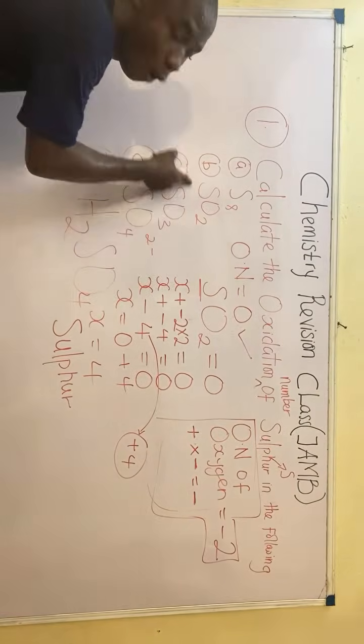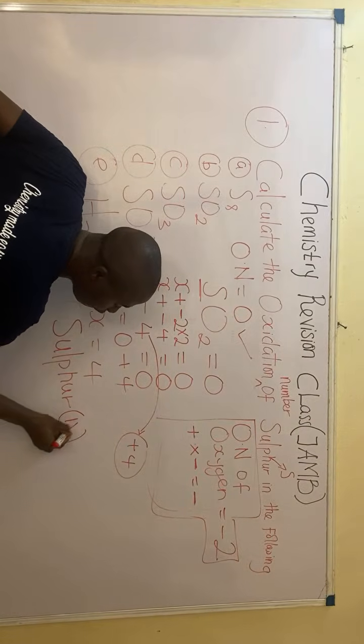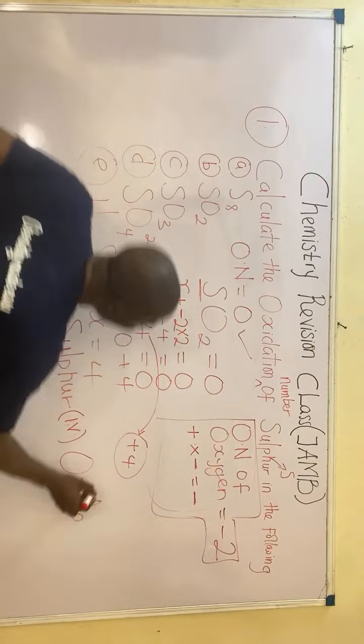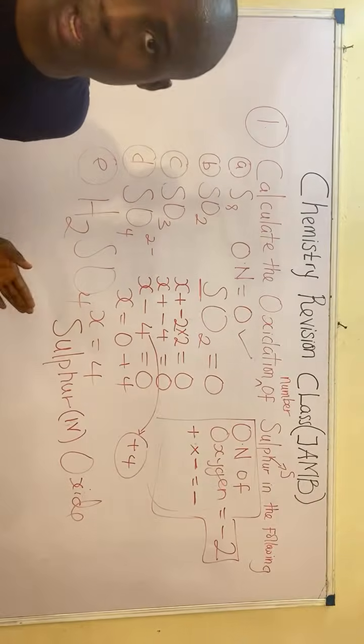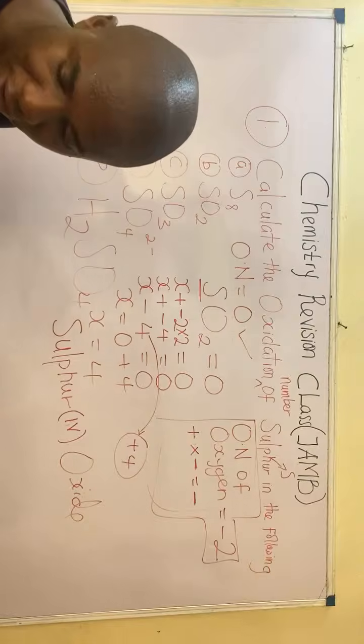Listen, sulfur, how many oxide? Sulfur 4 oxide. That is why SO2 is called sulfur 4 oxide. I believe this is clear. It's actually very easy.